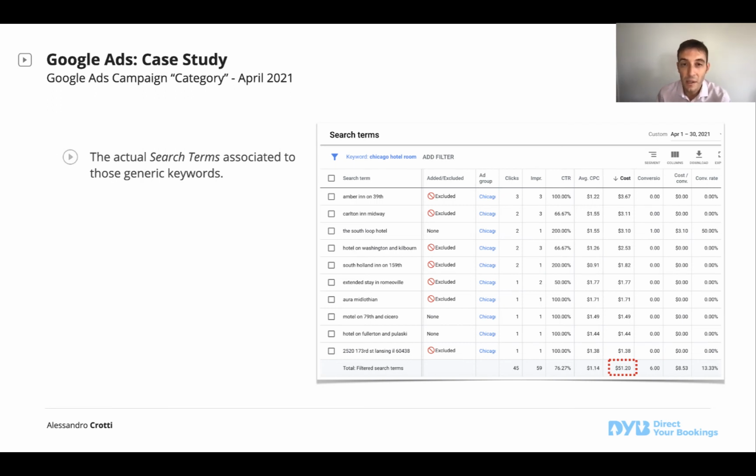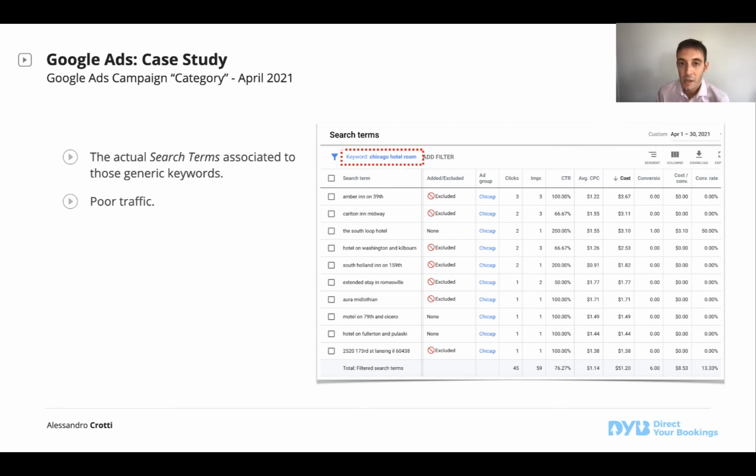And this is the list of search terms, meaning what people actually typed into the Google search bar that triggered these keywords. And look at them: they are totally broad, totally out of context, totally out of interest, they are not relevant. Most of them are competitors, so brand names of competitors. In other words, this is pure junk traffic.